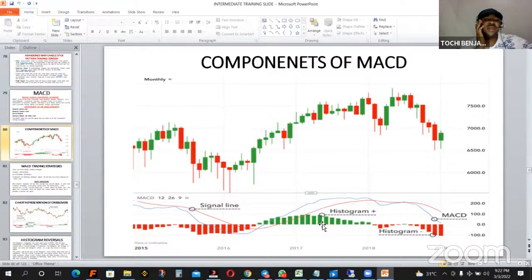Now, with the histogram, there is a thin line between the bullish histogram and the bearish histogram. That line is what is called the zero line or the equilibrium. That is what it is.